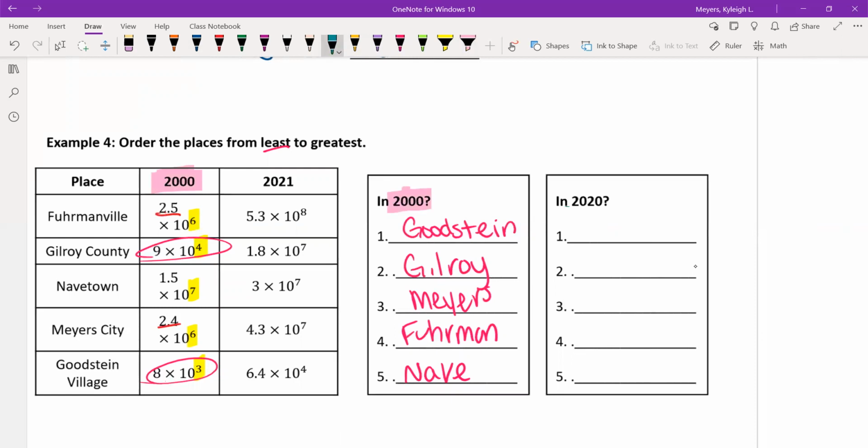So I want you to try 2020. This should be 2020, sorry. I want you to try that right now. Try that one for yourself. So pause and try that.